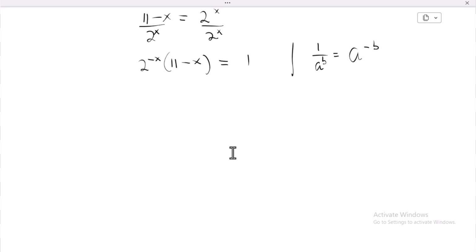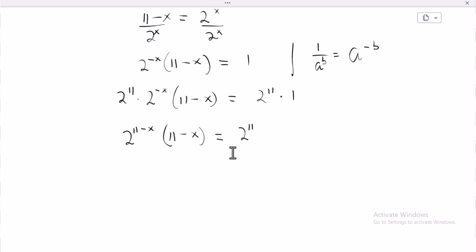Now, we are going to multiply the entire expression, both the left-hand side and the right-hand side, by 2 to the power 11. So when we do that, we are going to have 2 to the power 11 multiplying 2 to the power negative x multiplying 11 minus x to be equal to 2 to the power 11 multiplying 1. Now, when we do this, we are going to have 2 to the power 11 minus x multiplying 11 minus x to be equal to 2 to the power 11.